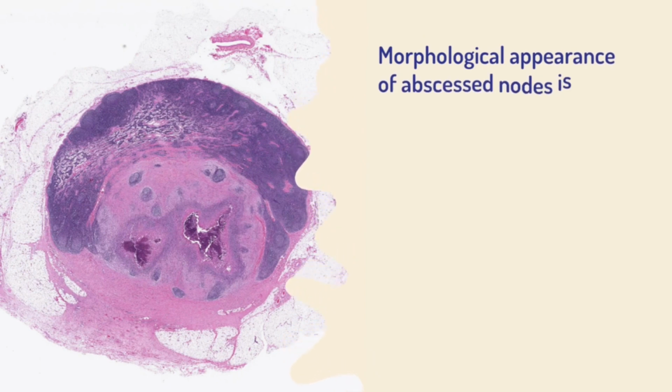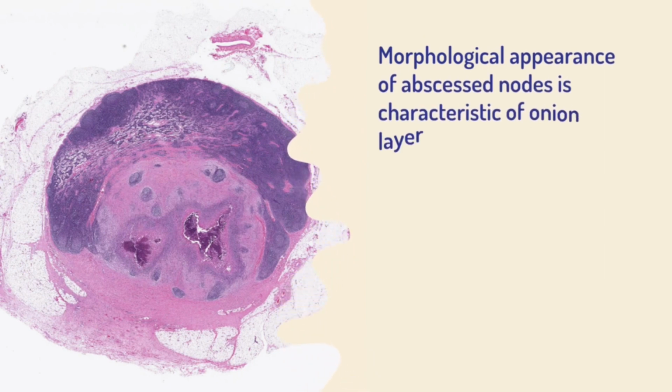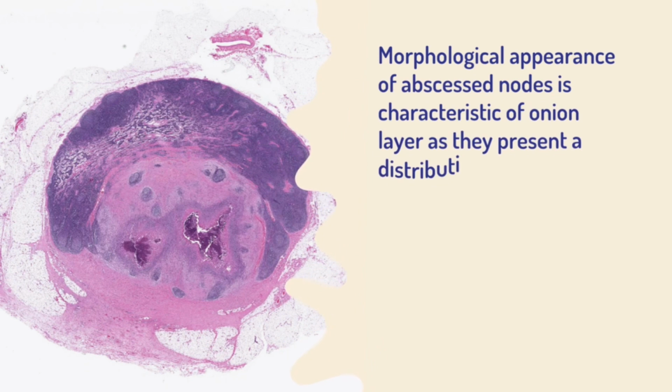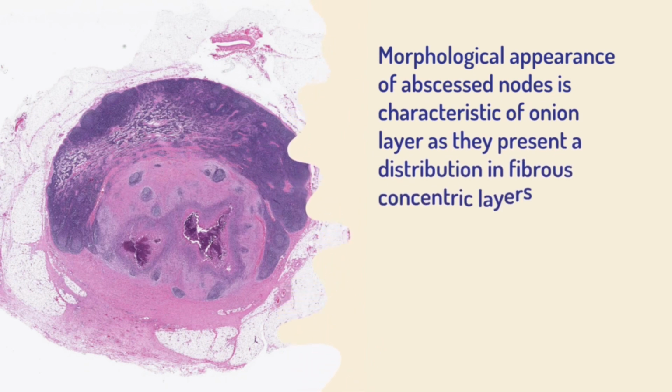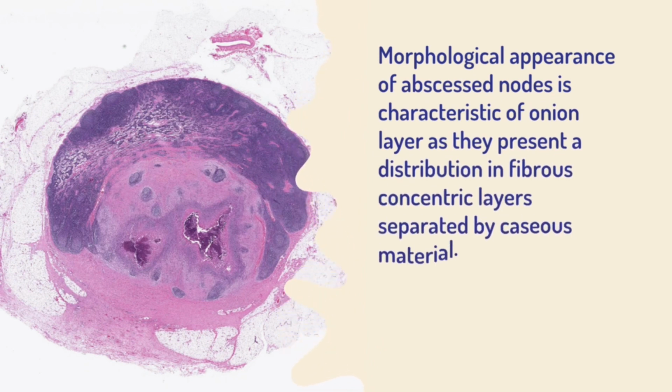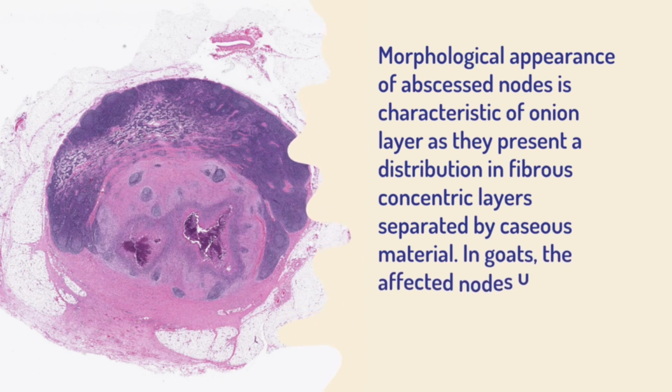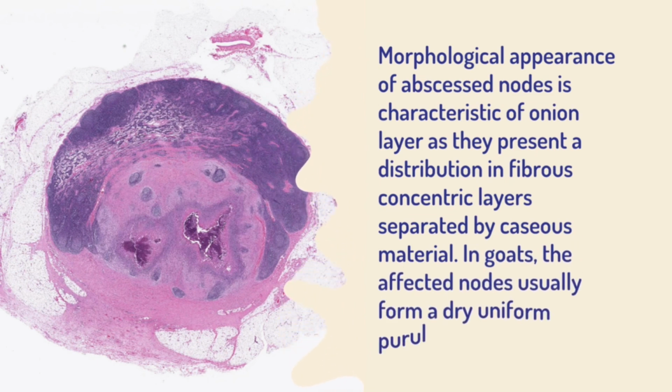This is the histological appearance inside the granulomatous pus of the lymph node. Also, the morphological appearance of abscessed nodes is characteristic of an onion layer, as they present a distribution in fibrous concentric layers separated by caseous material. In goats or sheep, the affected nodes usually form a dry uniform purulent paste.